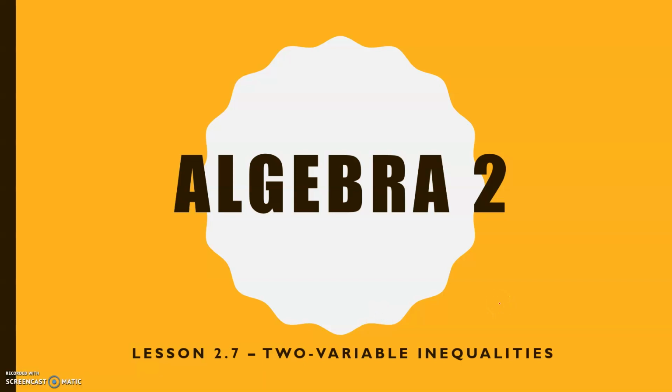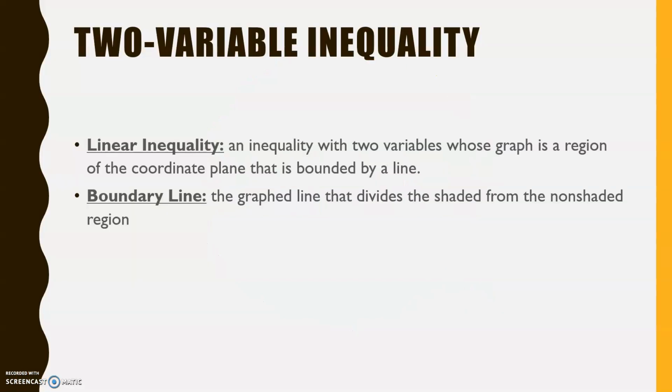Today we're going to be looking at two variable inequalities and how to graph them. A linear inequality is an inequality that has two variables, usually x and y. Its graph is a region of the coordinate plane that is bounded by a line. And that boundary line is going to be a graph line that divides the shaded from the non-shaded region. So it could look something like this, or it could look like this.